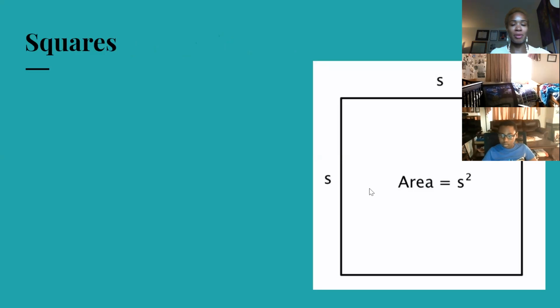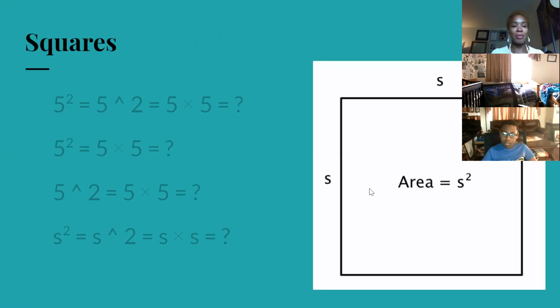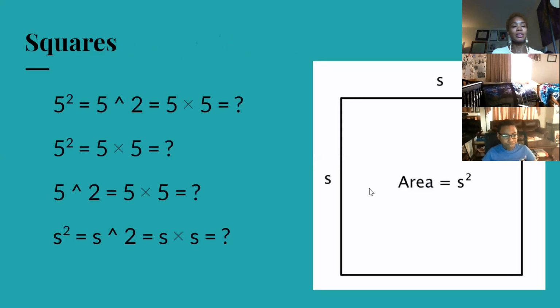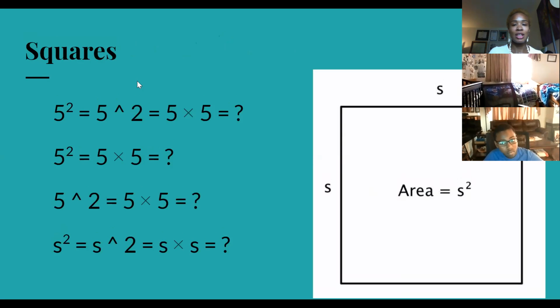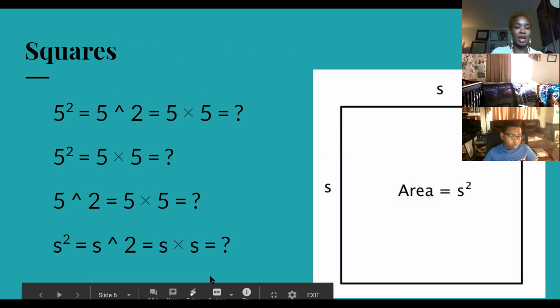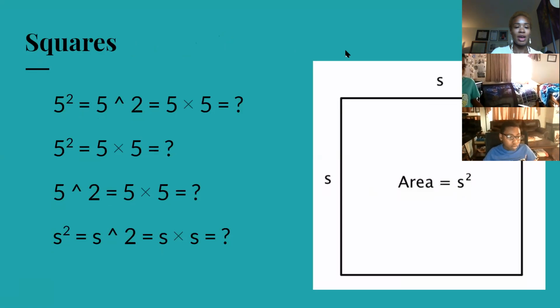Okay, and then we also talked about squares. When it's the same number times itself, you'll see 5 squared, which equals 5 raised to 2, or 5 to the 2nd power, which really just means 5 times 5. I think Shiloh's coming on. All right, so if you want to plug in the letters, you'll have s squared equals s to the 2nd power, which equals s times s. Okay, got all that part.